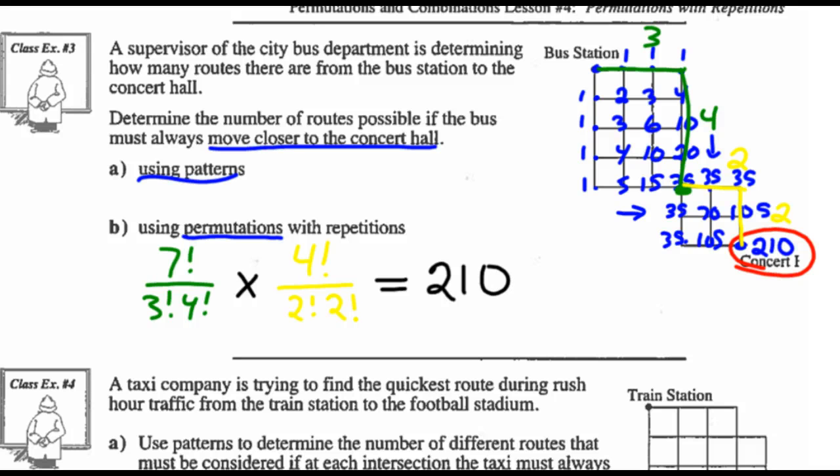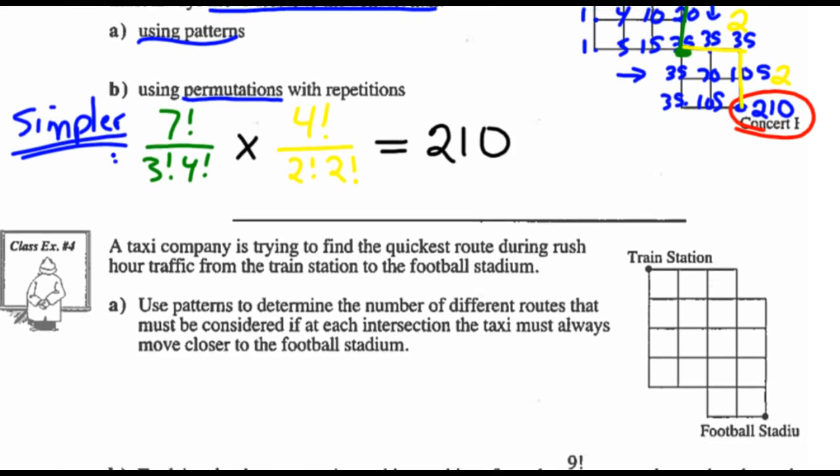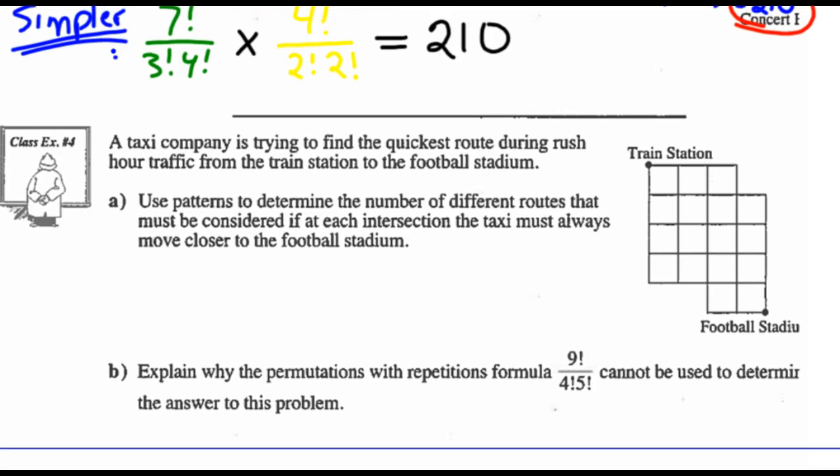Now this method right here definitely seems simpler, right? And that's good. If you can do that, that's awesome. But this method does not always work, as in example 4. Let's have a look at example 4. A taxi company is trying to find the quickest route during rush hour traffic from the train station to the football stadium. Use patterns to determine the number of different routes that must be considered if at each intersection the taxi must always move closer to the football stadium.